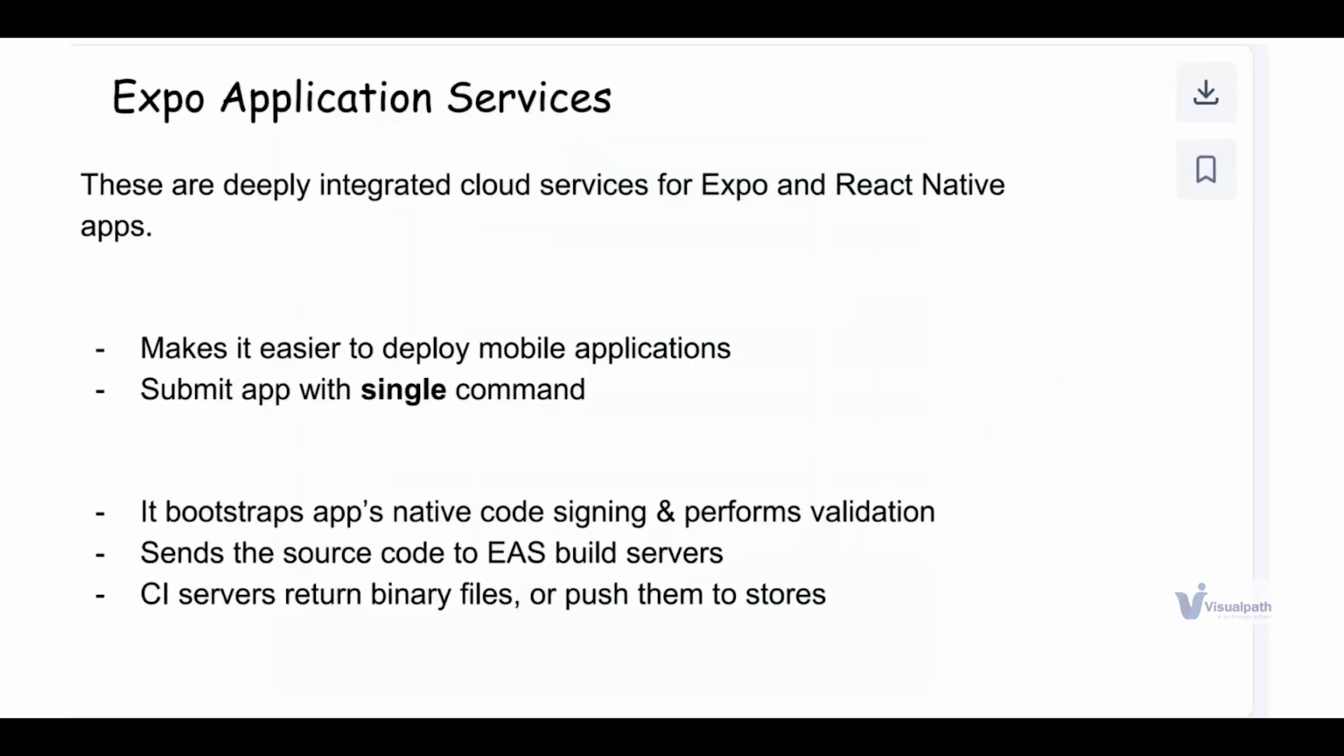So this is the main part, Expo Application Services. They are deeply integrated cloud services for Expo and React Native apps. It makes it easier to deploy mobile applications. Submit the app with a single command. It bootstraps the app, native code, signing and performance validation. It sends the source code to the EAS build server. CI servers return a binary file or push it to the stores. Either you can directly push your APK to the Play Store, or they give you the .aab file which you can upload manually onto your Play Store as well.